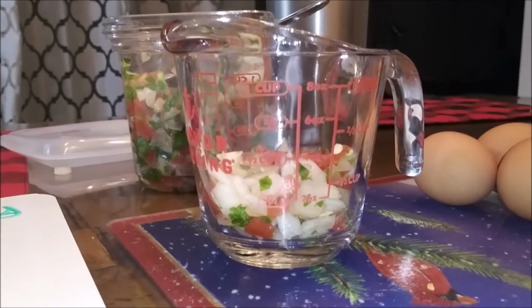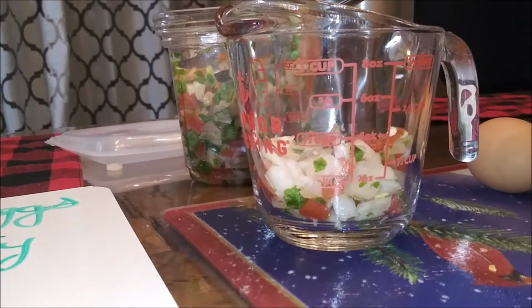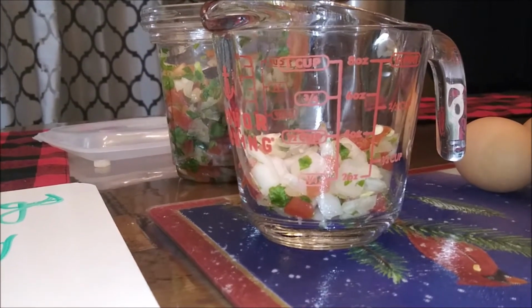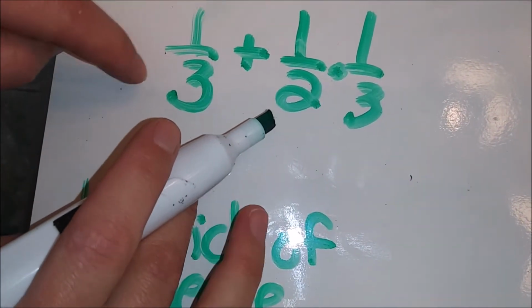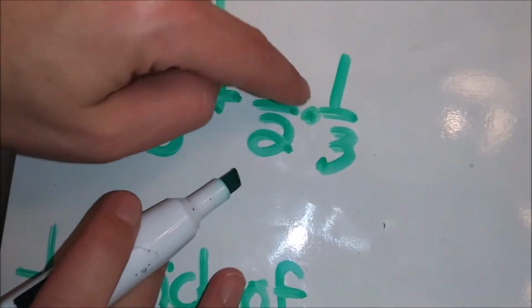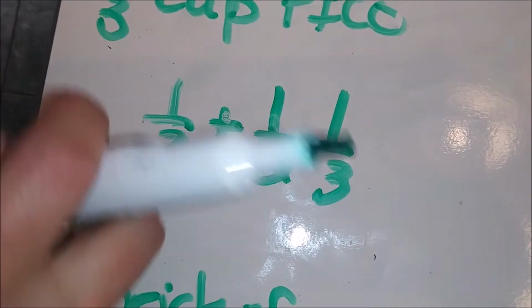So I have here about 1/3 cup of pico. I need all of that plus half more. I want to do 1.5 times my normal amount. So what would half of 1/3 be? My original 1/3 cup of pico plus half of that amount. Half of 1/3 would be 1 times 1 over 2 times 3, which would be 1/6.